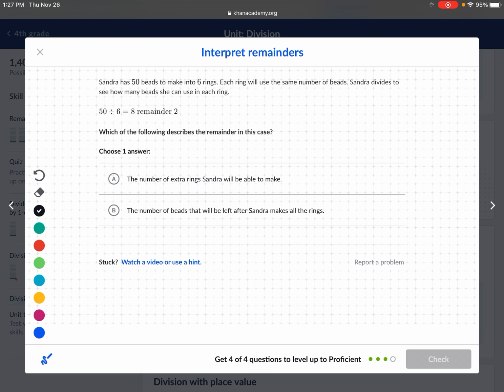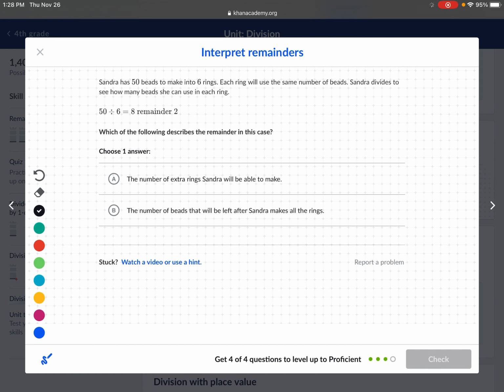Sandra has 50 beads to make into 6 rings. Each ring will use the same number of beads. Sandra divides to see how many beads she can use in each ring. So 50 divided by 6 is 8, and then she has a remainder of 2. In this case, what is the remainder? The number of extra rings Sandra will be able to make, or the number of beads that will be left after she makes a ring.